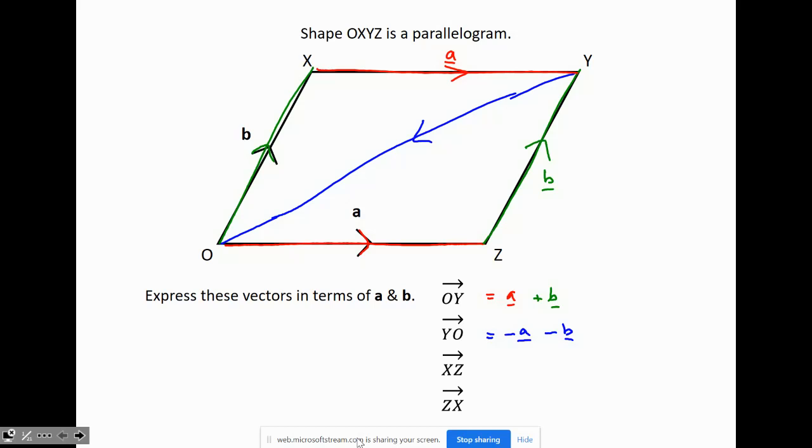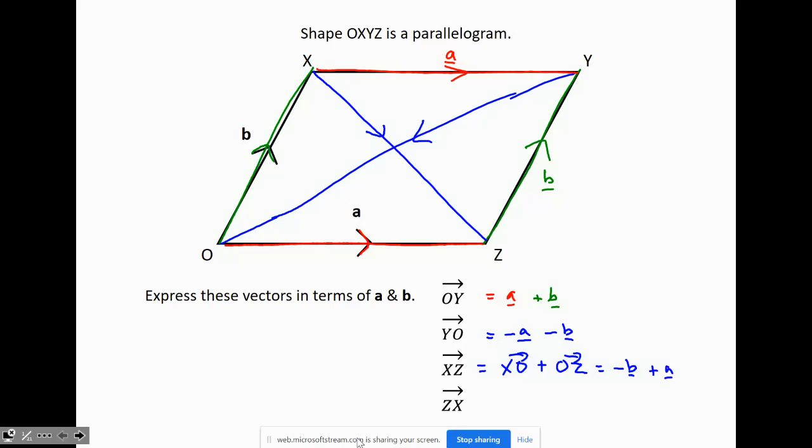X to Z then. X to Z goes like this. This time to get from X to Z, I could go from X to O, and one way I could write this is write it out specifically. I could, and this could help later, I could go from X to O, and then go from O to Z. This is that other way of writing it, X to O, then O to Z. And we know X to O, well that's backwards down B, so that's negative B. And then O to Z is along A, so that's a positive A.